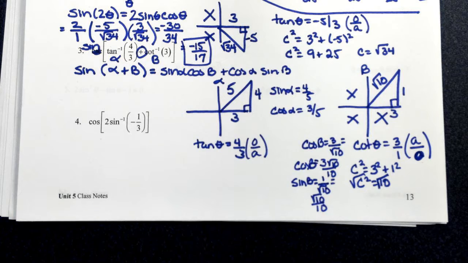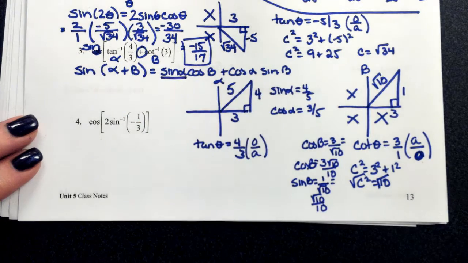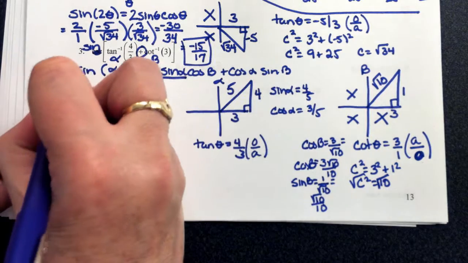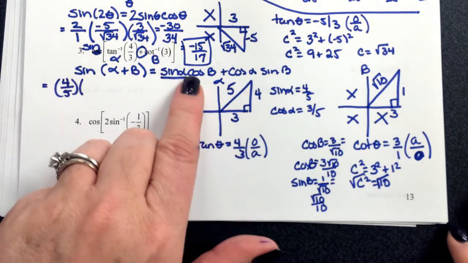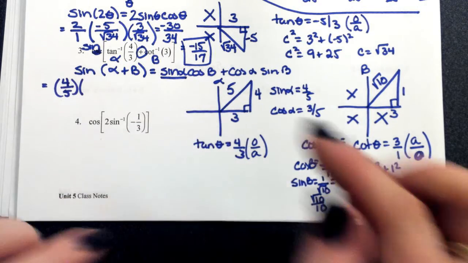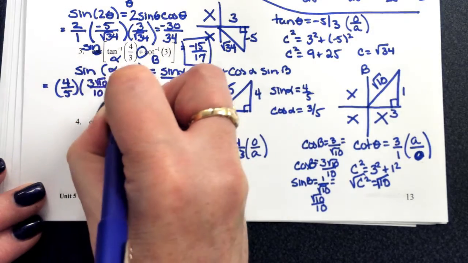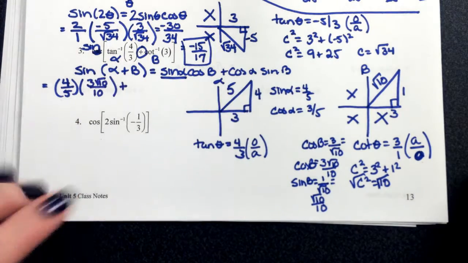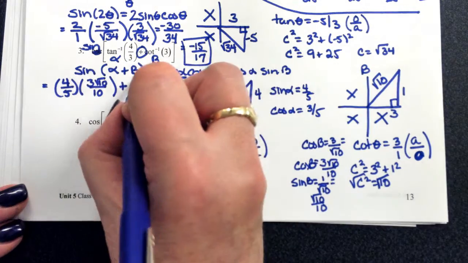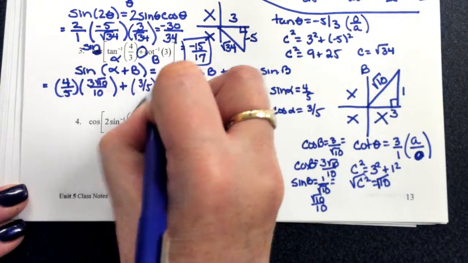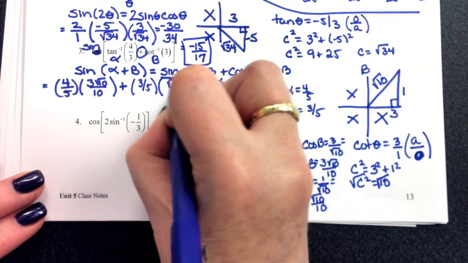Now I have all the pieces that I need to plug into the formula. So I need to find the sine of alpha. Remember, the sine of alpha I found to be 4/5. Cosine beta I found to be 3 square root 10 over 10. Plus cosine alpha I found to be 3/5. Sine of beta I found to be square root of 10 over 10.